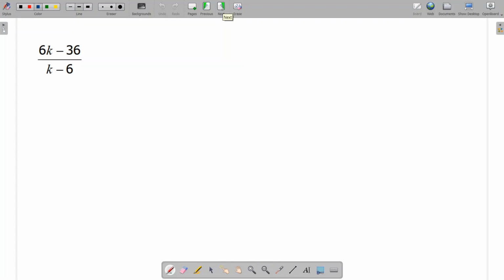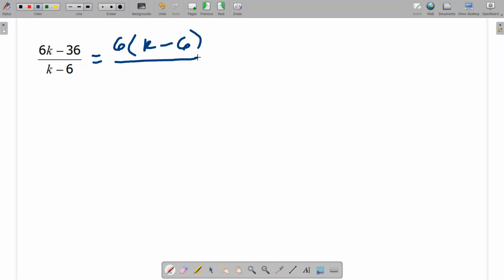So this is a rational expression. Okay, it's basically a fraction. You have a numerator and a denominator, which are both polynomials. So our goal to simplify, remember, is factor and then essentially cancel stuff out. So if we look at our numerator here, and if we're trying to factor, remember we always look for a GCF first, and then if there's more factoring that can be done, we do it. In this case, our GCF is going to be 6, so I'm going to start by factoring a 6 out, and that leaves me with k minus 6.